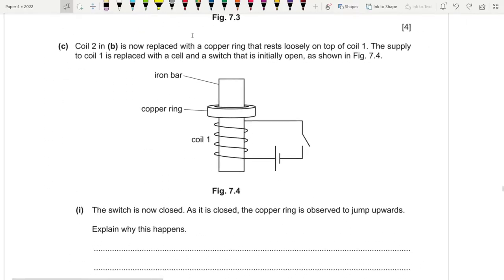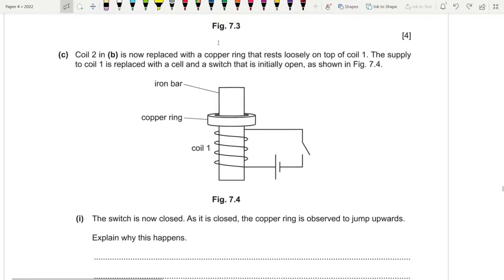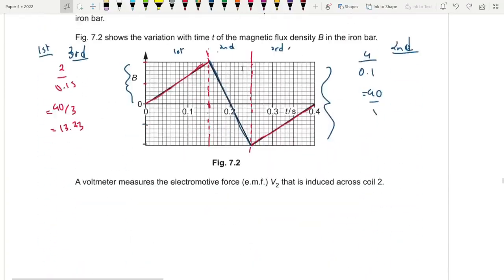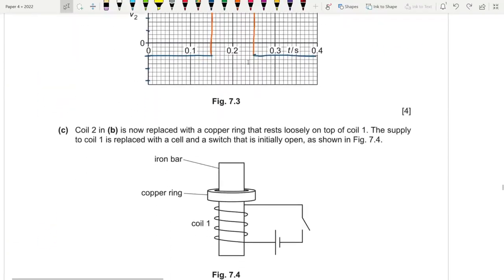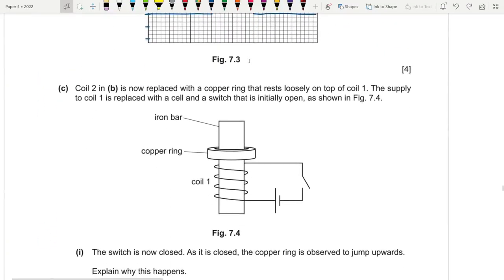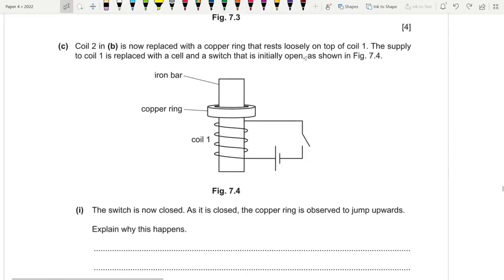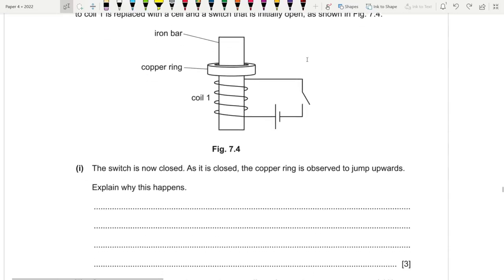Coil 2 in B is now replaced with a copper ring. So this coil is replaced by a copper ring that rests loosely on top of coil 1. The supply to coil 1 is replaced with a cell and a switch that is initially open. Okay, so now we close the switch. As it is closed, the copper ring is observed to jump upwards. Okay, see what happens. So when we close this, current flows through this wire.